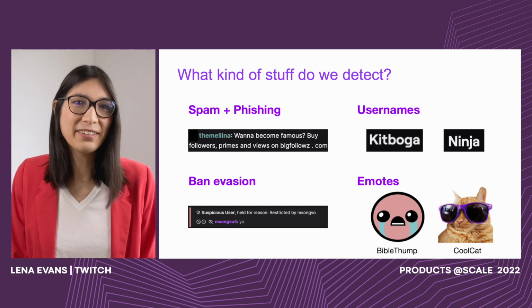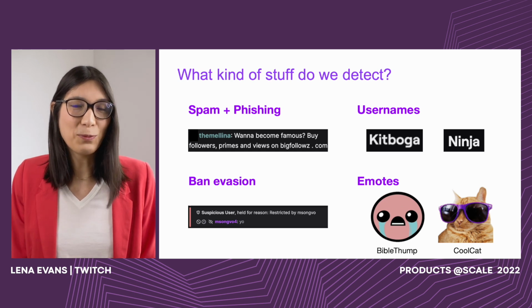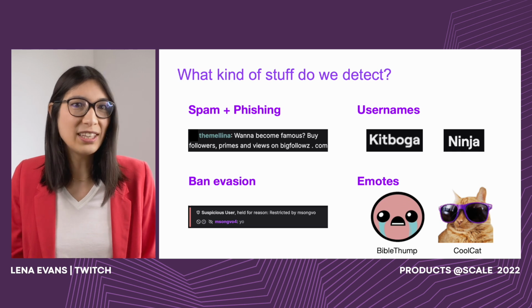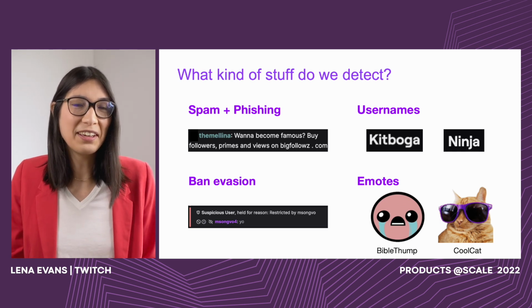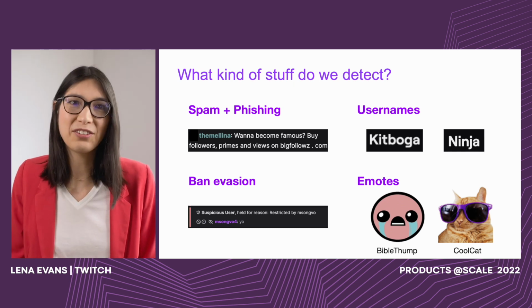Ban evasion is another example. A user gets booted off the platform. They might try to make a new account and come back. We want to make sure we know this person's bad. So if we can tie that entity back to the booted person we saw before, now we know that this new person is potentially bad as well, and we want to take appropriate action based on that.